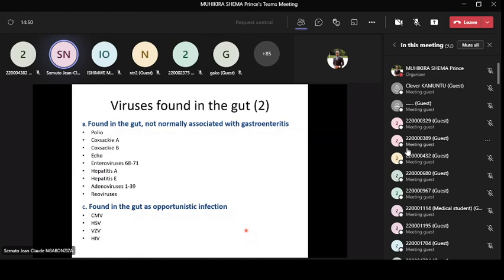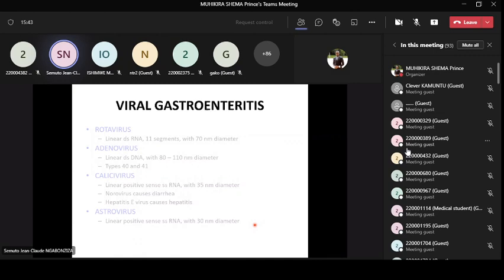Some other viruses are found in the gut, but are not normally associated with gastroenteritis. Polio is found in the gut, as are coxsackie A, coxsackie B, and echoviruses, but they don't cause inflammation there. Hepatitis A can be in the gut, but it doesn't harm the gut; rather, it harms the liver. Others are found in the gut as opportunistic infections, like CMV, herpes simplex virus, varicella zoster virus, and HIV. So gastroenteritis, inflammation of the gut or intestine, is mostly caused by rotaviruses, adenoviruses, caliciviruses, and astroviruses.